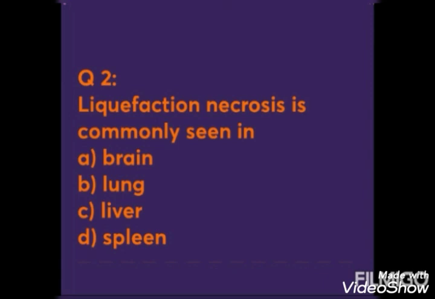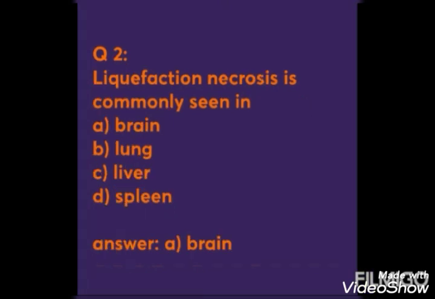Question number 2. Liquefaction necrosis is commonly seen in option A, brain; option B, lung; option C, liver; option D, spleen. So option A, brain, is the answer. Liquefaction necrosis is commonly seen in the brain.